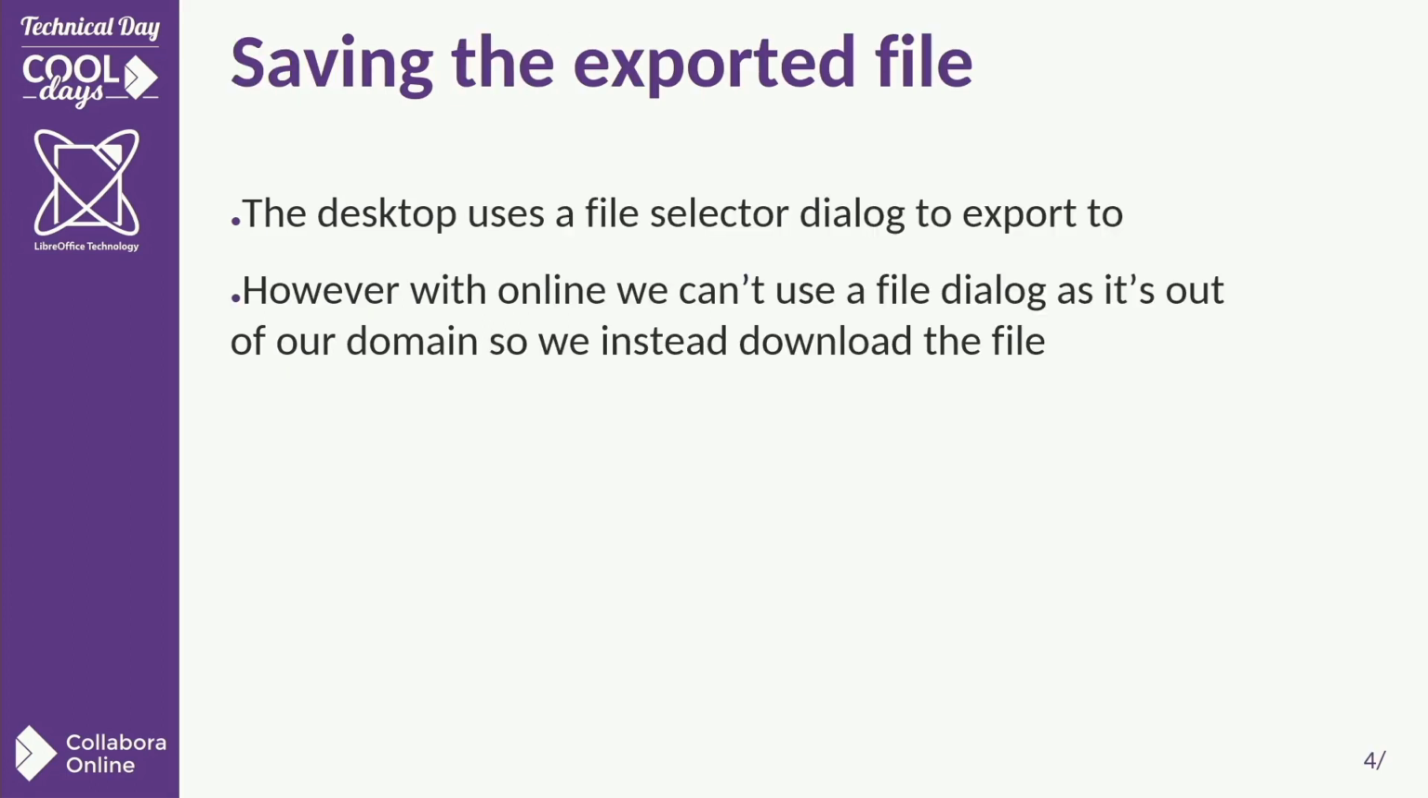The next challenge that I faced was that on desktop, we use a file selector to get the file path for the document to be saved in, whereas with online, we can't use a file picker as the main file system is out of the domain. So instead, I decided it would be sensible to download the exported PDF, as we already have functionality for this.